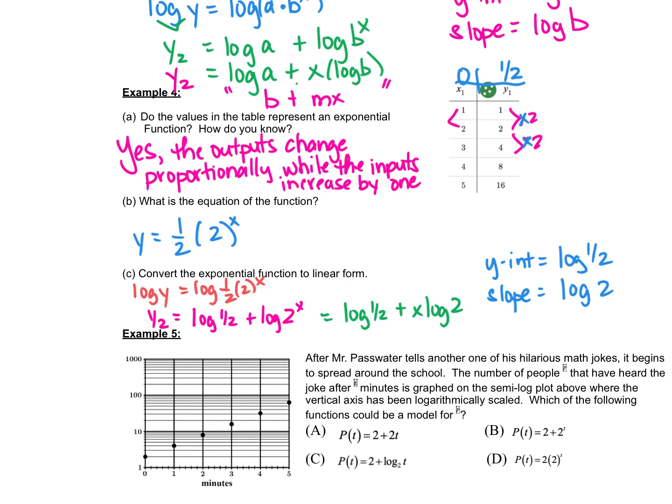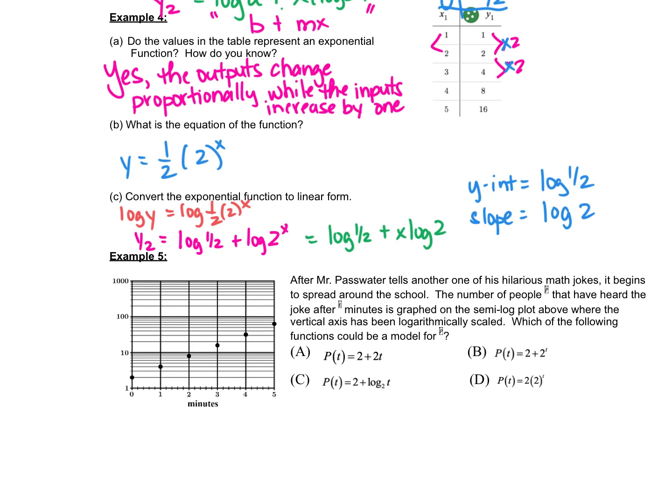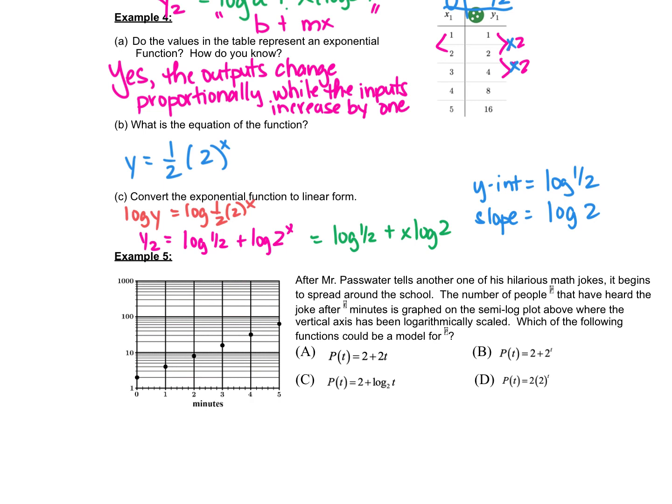Okay, I want to show you some multiple choice that are similar to what you might see. Some I pulled from AP Classroom, others I pulled from some different places. Okay, let's take a look at this one, example 5. After Mr. Passwater tells another one of his hilarious math jokes, it begins to spread around the school. The number of people P that have heard the joke after T minutes is graphed on a semi-log plot where the vertical axis has been logarithmically scaled. Which of the following functions could be a model for P?